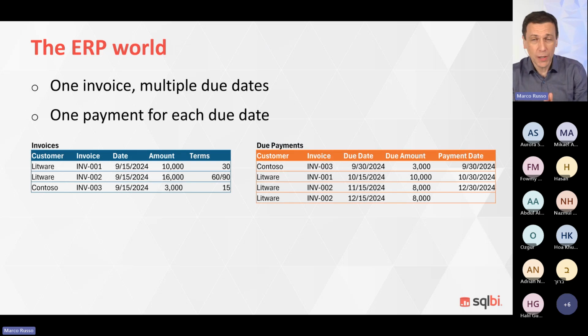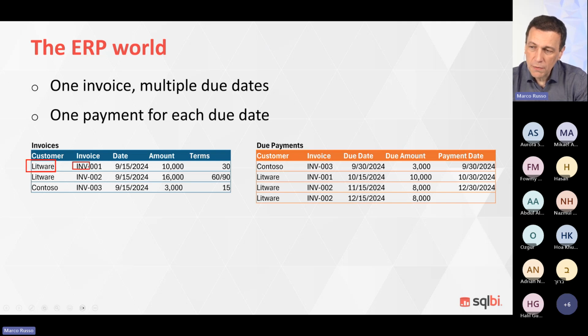In the ERP world, first of all, we don't have a single table. We have at least 2 tables. One table is the invoices, and one table is the payments, or the due payments. So in an ERP world, what happens? Let me show you this by highlighting a few things. Let's consider, for example, this customer.